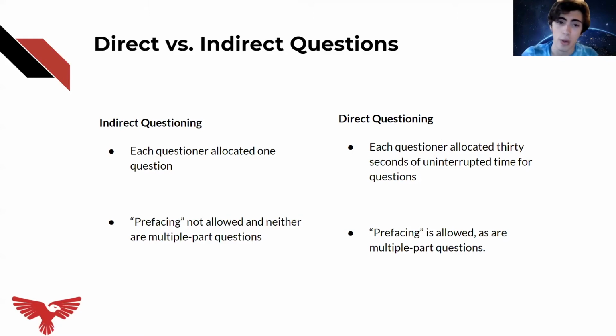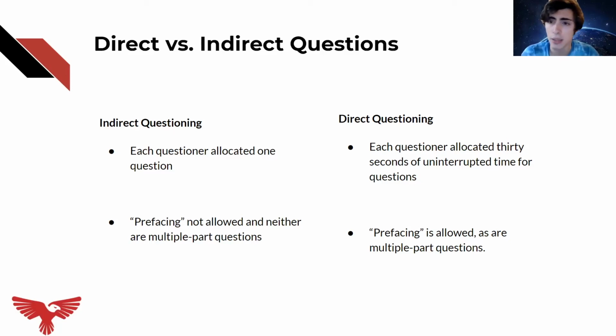Each person that stands is going to be allocated one question as per recency and precedence, and generally, questioning of this nature will not allow prefacing, meaning bringing in outside information that has not already been mentioned in the debate. You can't cite sources, you can't cite examples, you have to focus your questions exclusively on what has been said by other speakers in the round or what the speaker just said during their debate. Neither are multi-part questions allowed. No yes, no, and why. It has to be one solid question for the answerer to respond to.